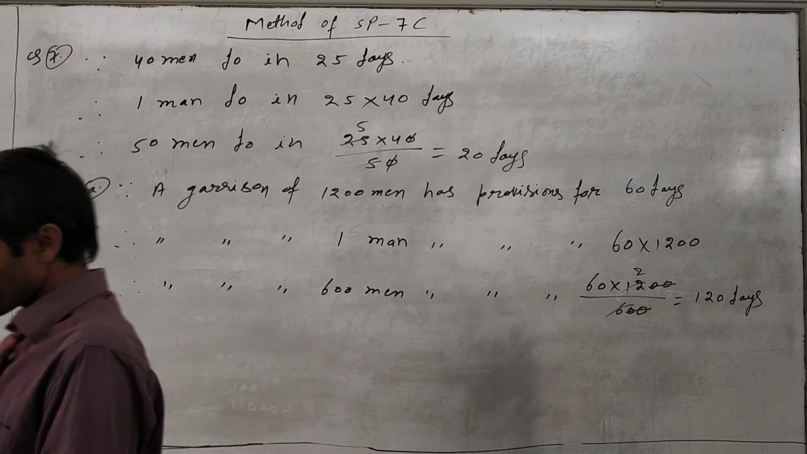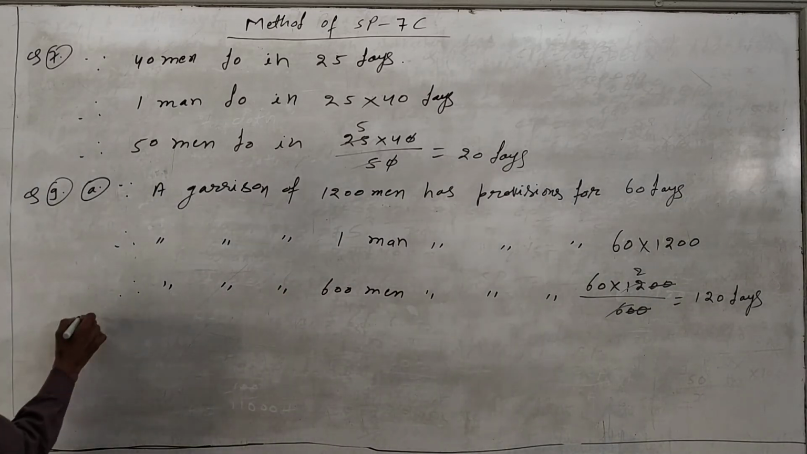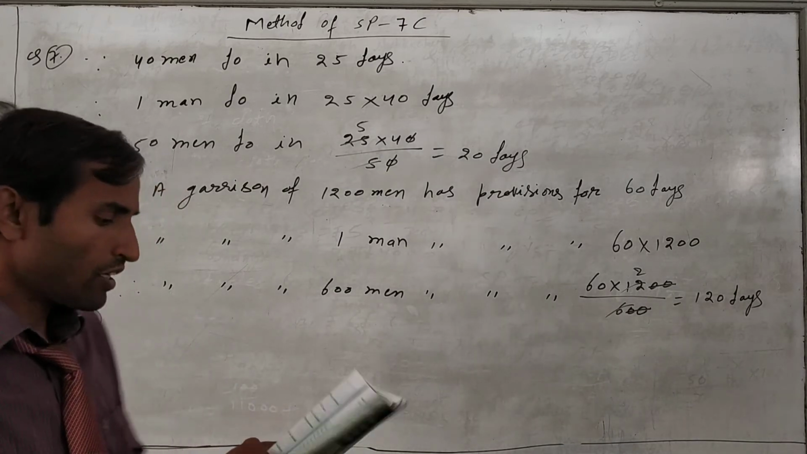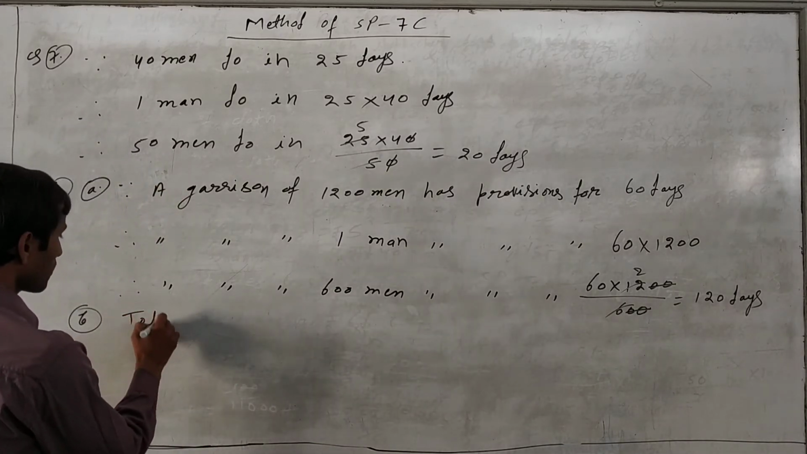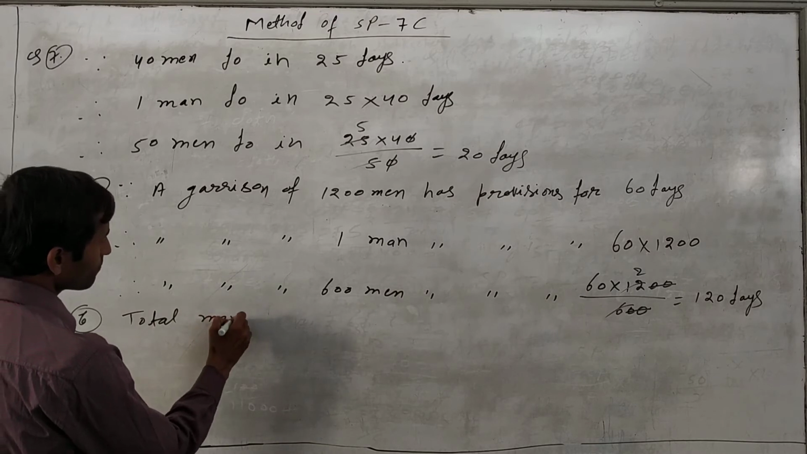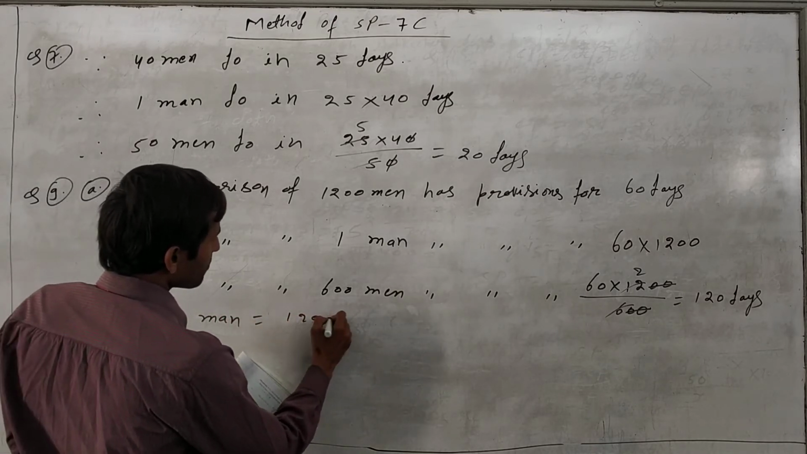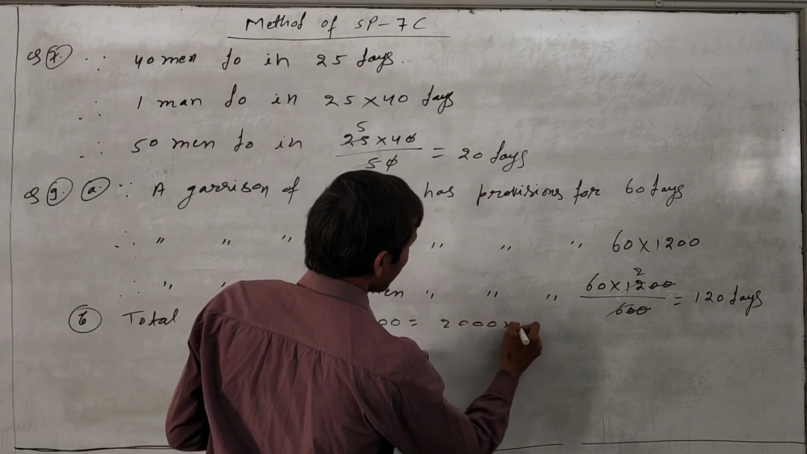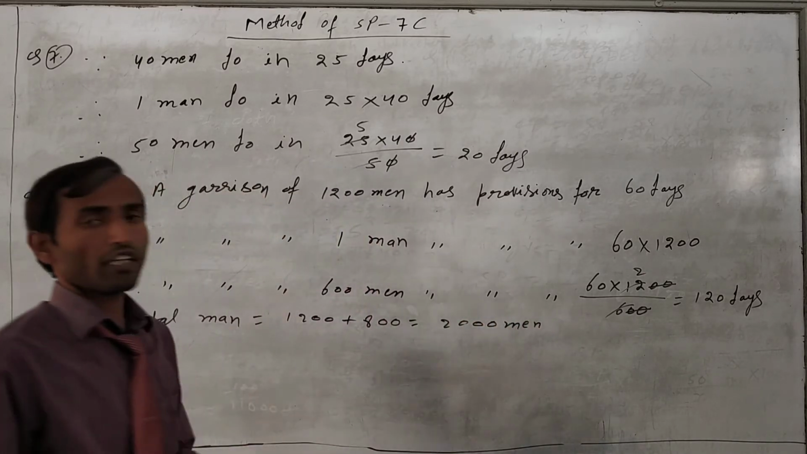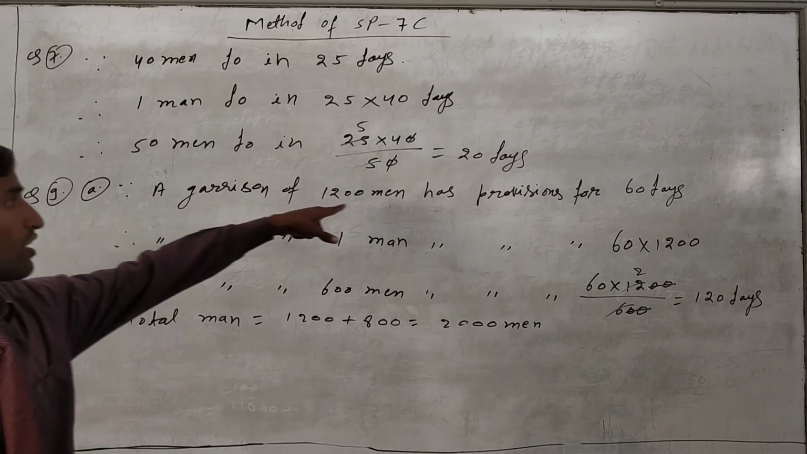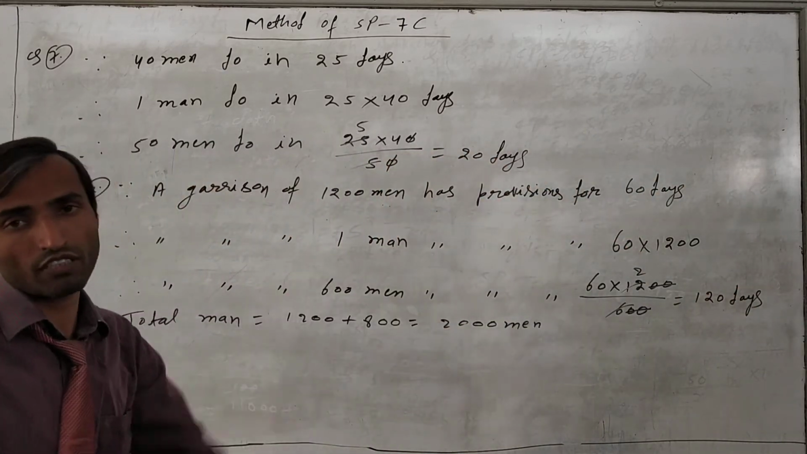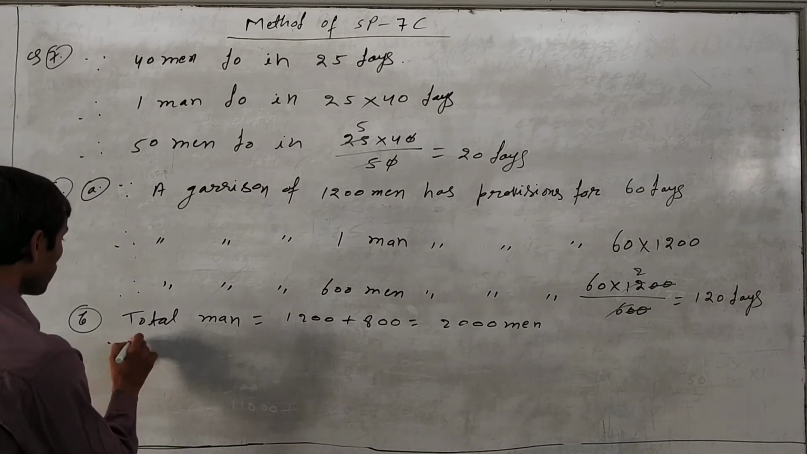Now we have to find for the B part. Just read the B part. In the B part, they have increased by 800 men. It means the total number of men will be 1200 plus 800, which is 2000 men. Now we have to find for 2000 men. If a garrison of 1200 men has provision for 60 days, for 2000 men how much will it take? So we have to find the number of days again.